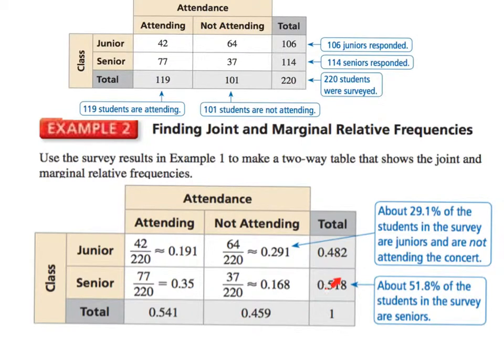Now the marginal frequencies are taking the sum of our joint relative frequencies. So we add 0.191 and 0.35, we get 0.541. We take 0.291 plus 0.168, we get this. We add together the rows as well. Now the total of everything should be 1. Why is it 1? Because that represents 100% of everything surveyed.